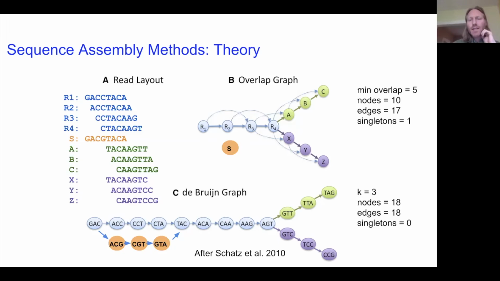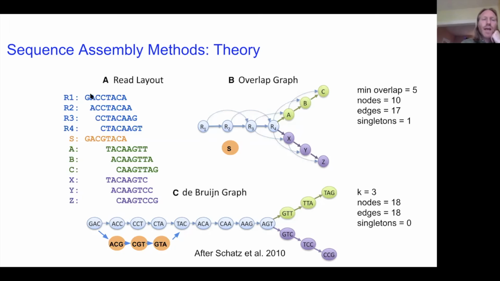So on the right is the OLC, the overlap graph method, and then on the bottom is the de Bruijn graph method. They're both ways to link together subsets of the data in such a way that you can put them into some kind of proper order. So on the left is the read layout as given if you were to do an alignment.